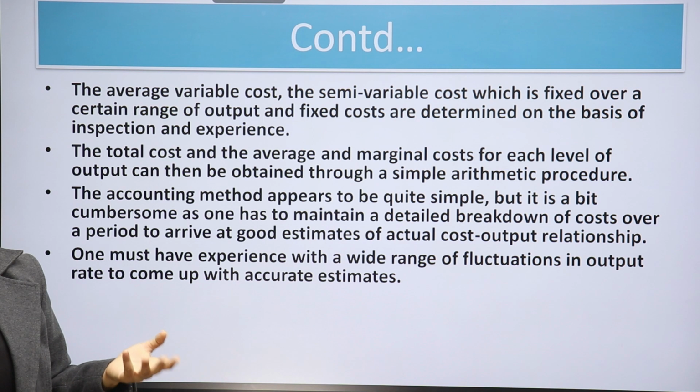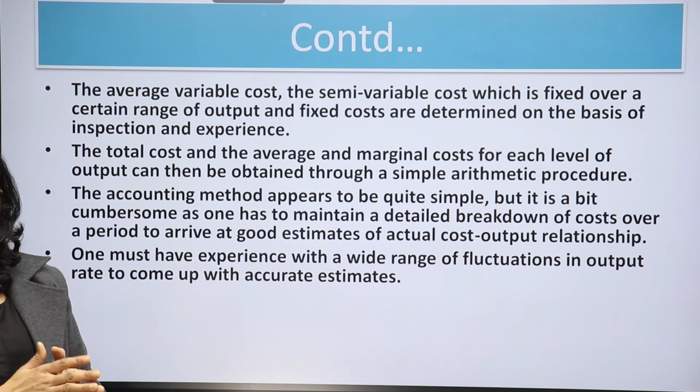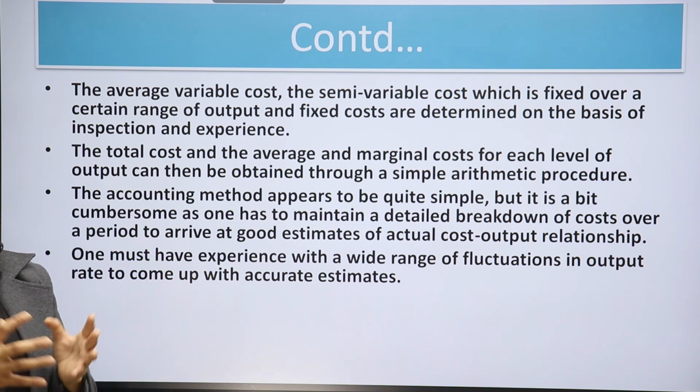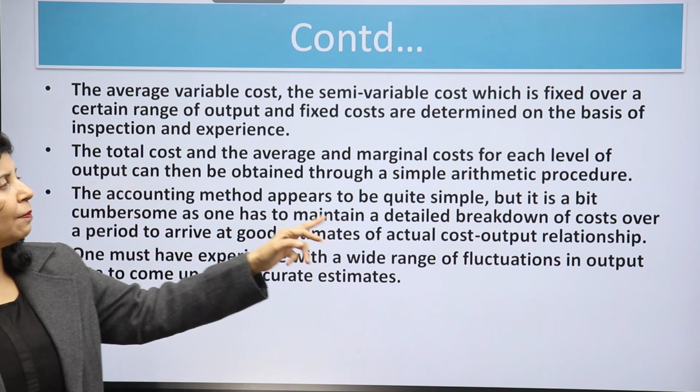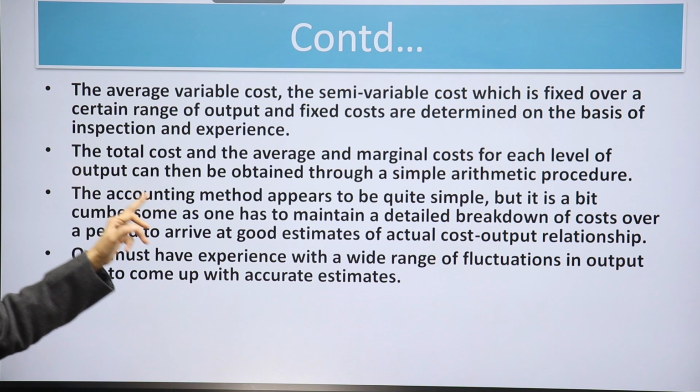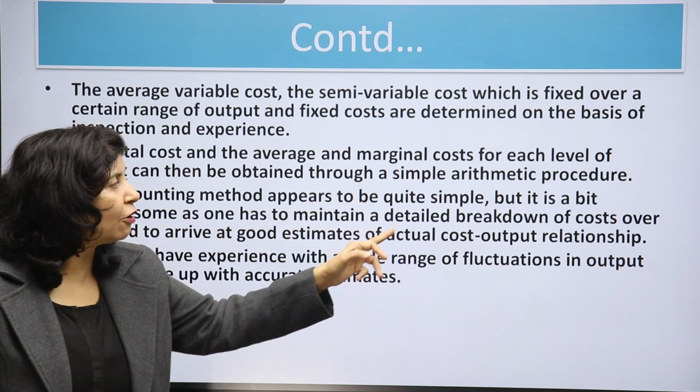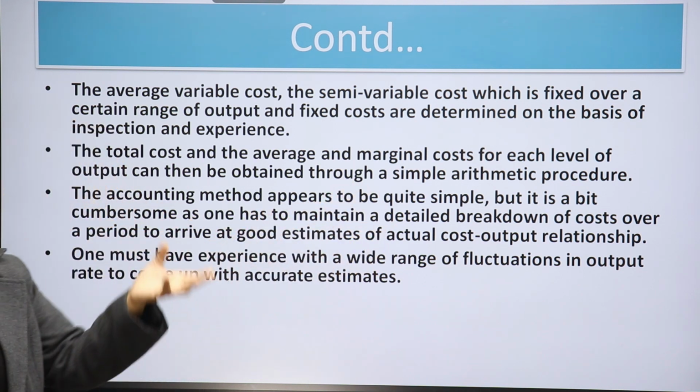Simple arithmetic procedure, what is that? That is plus and minus. By adding up all the costs, you can find the total cost. The accountancy method appears to be quite simple, but it is a bit cumbersome as one has to maintain a detailed breakdown of costs. So, this method is sounding simple.